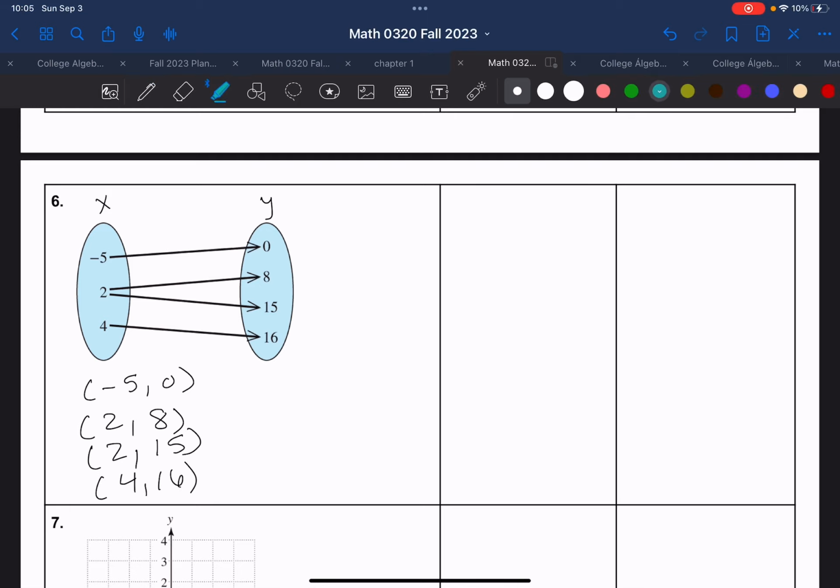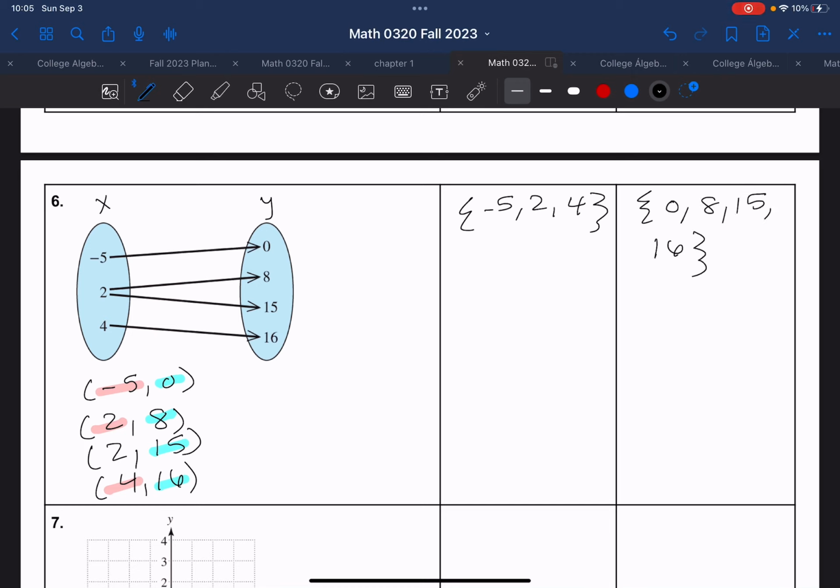So if I was to highlight my x's, I have negative 5, 2. I'm not going to highlight that second 2, and then 4. And then with my ranges, I have 0, 8, 15, 16. None of them repeat, so I'm highlighting them all. So that means for my domain, I have negative 5, 2, 4. And my range, 0, 8, 15, 16.